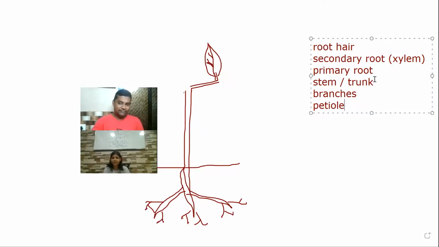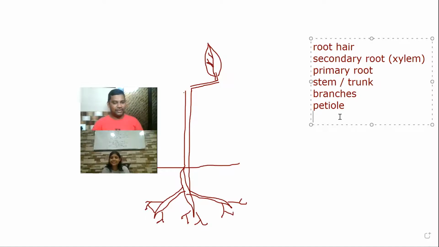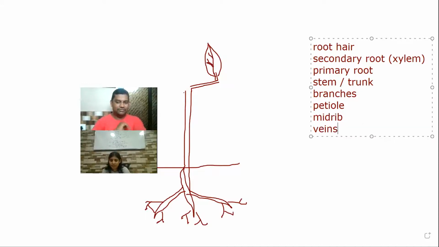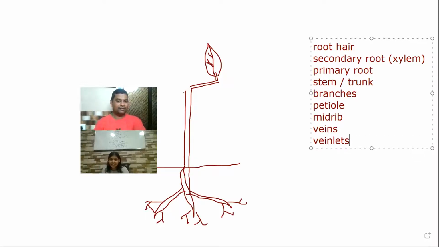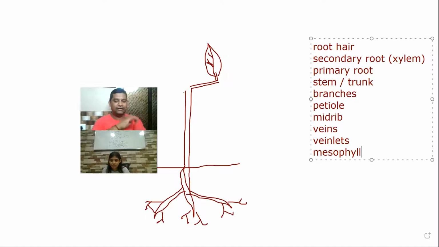See, from the secondary root, once the water has entered the xylem, it is the same xylem which is continuing upwards, through which the water moves. The petiole then continues to form the midrib. The midrib will branch out to form the veins. Veins will further branch out to form the veinlets, and veinlets will go into the mesophyll tissue of the leaf.